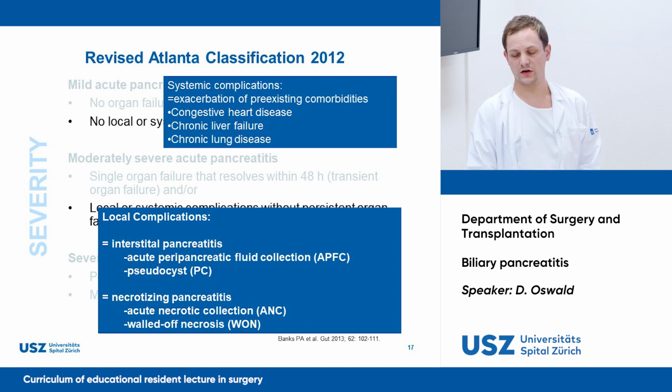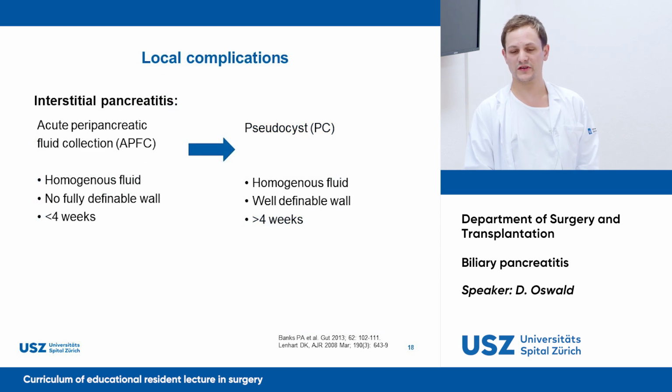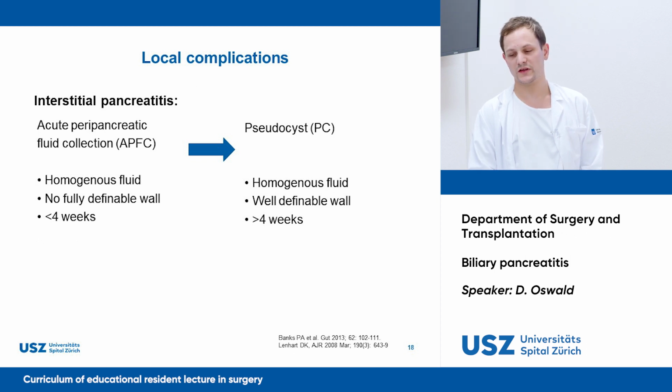I now want to talk a little more about these local complications. For the interstitial pancreatitis, as said, it's the acute peripancreatic fluid collection. That's a homogeneous fluid with no fully definable wall that usually occurs in the first 4 weeks of the disease. Most of these acute fluid collections resolve within 7 to 10 days, only 7% persist. And if they persist, it takes around these 4 weeks to mature, and they can build a well-definable wall. It's still homogeneous fluid and is now called a pseudocyst.